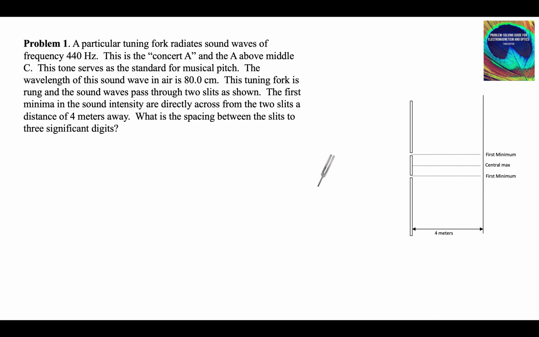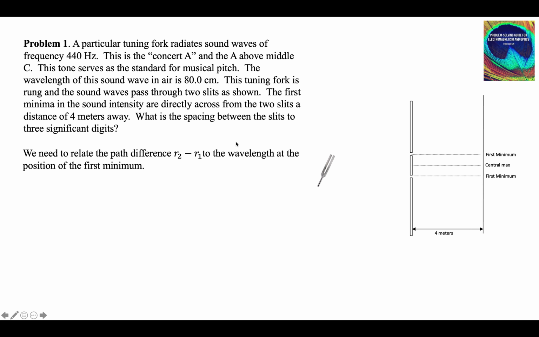To 3 significant digits. So we need to relate the path difference to the wavelength at the position of the first minimum. Let's just pick the top minimum. It doesn't matter which one we do. We can put the path lengths in. There's our R1, and there's our R2. R2 is longer. They're in phase at the slits. They get out of phase because this distance is longer. And if they're out of phase by half a wavelength, which they are, that's the location of the first minimum.